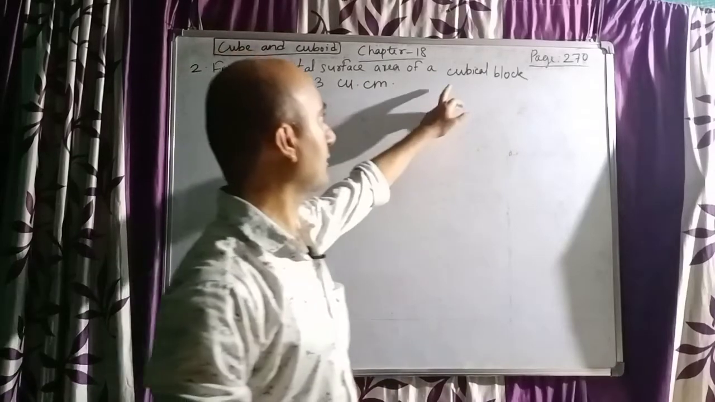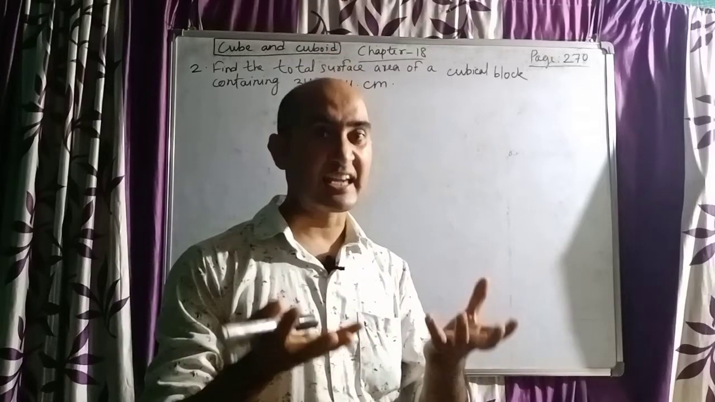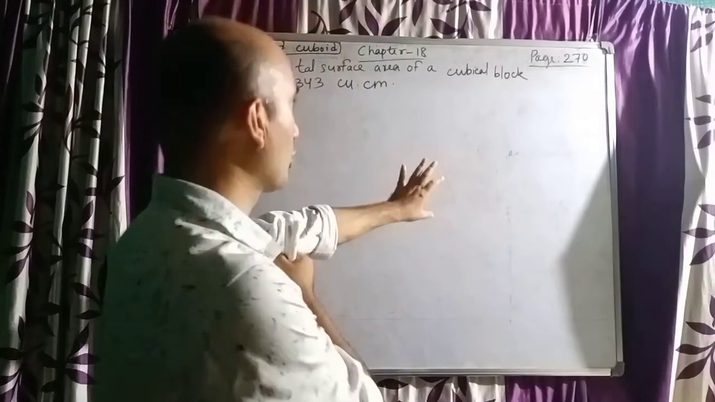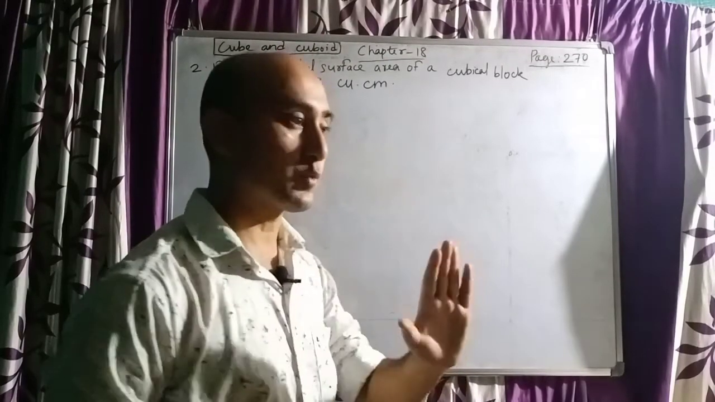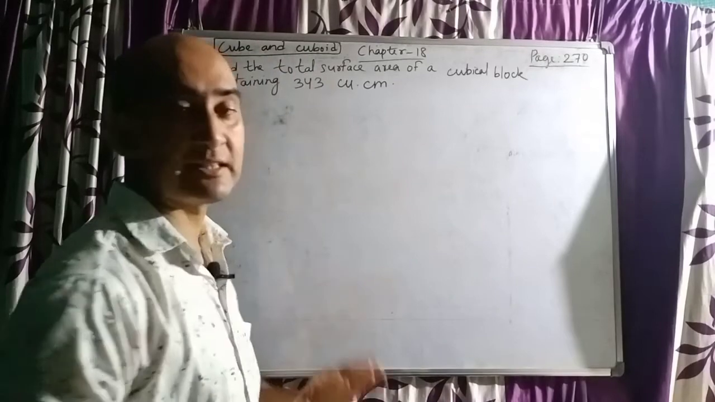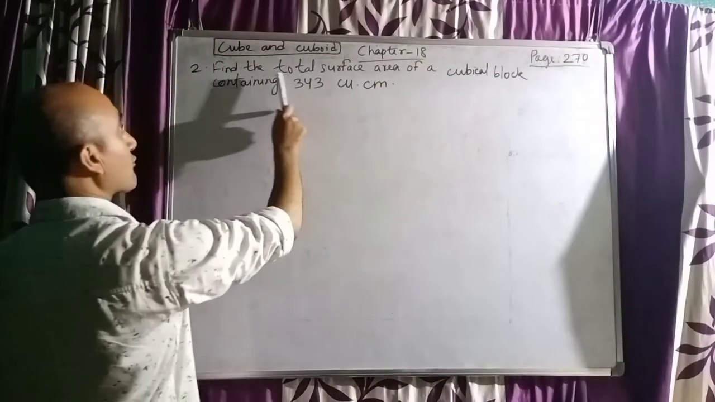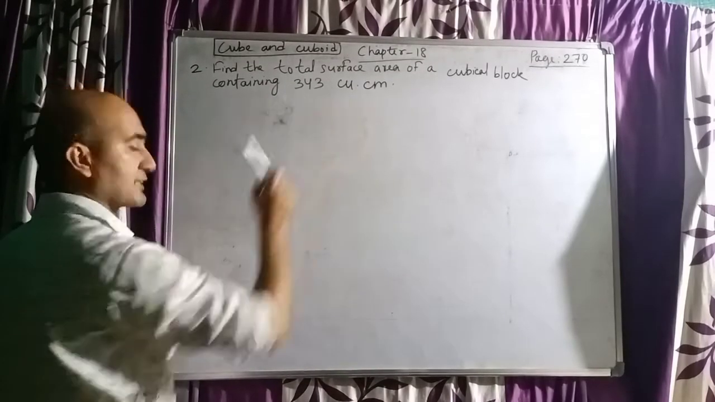So here cubical block means it is a cube. Cube, you know, the dice of a Ludo. So that kind of shape, cube. Cube means length, breadth, height of the solid are equal. Everything, length, breadth, height, they all are equal to each other. So for such a cubical block, you have to find the surface area, containing 343 cubic centimeter.